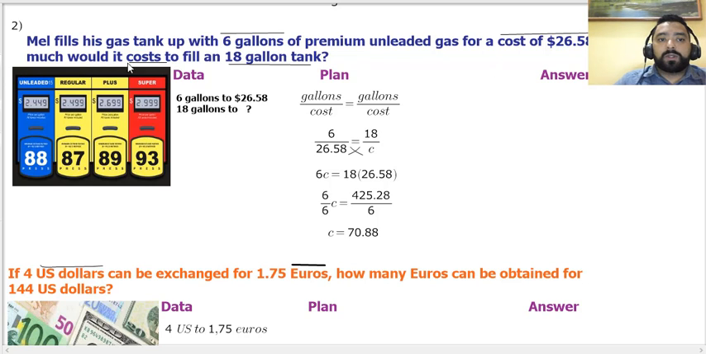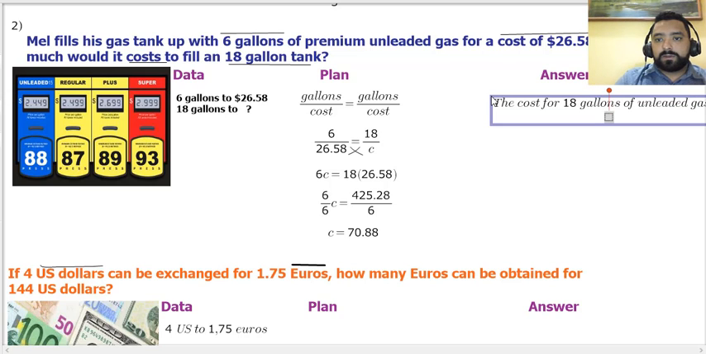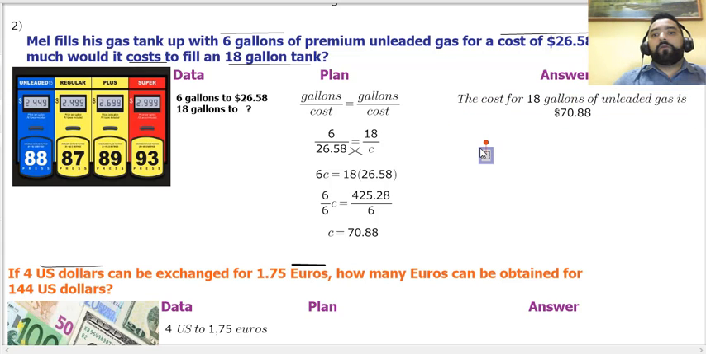So the question is, how much would it cost to fill 18 gallons? Okay, so we're going to write to fill 18 gallons. The cost for 18 gallons could be the answer. The cost for 18 gallons of unleaded gas is $70.88. Okay, remember, it's important to write a symbol for dollar because it's asking you for dollars.